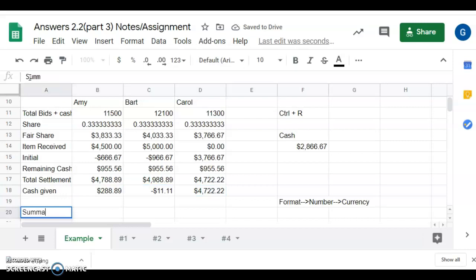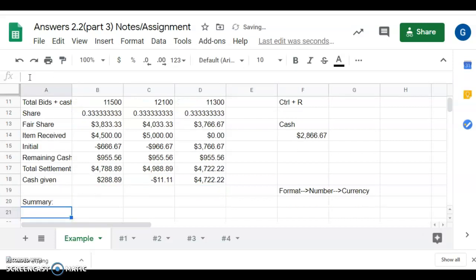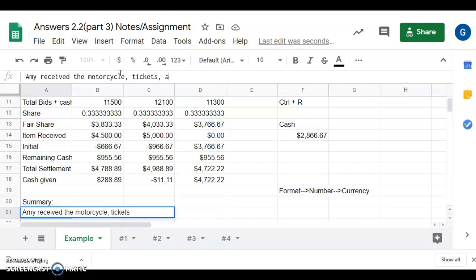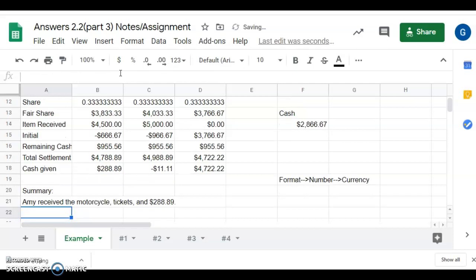So to summarize, we can say Amy received the tickets and what was the other thing? Motorcycle. So she received the motorcycle, the tickets, and $288.89.